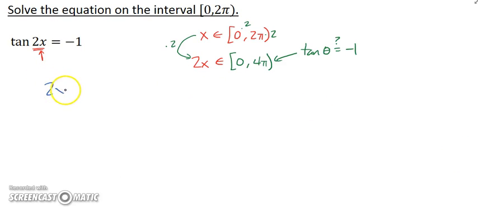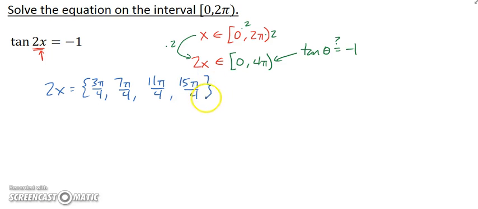So 2x would be 3 pi over 4, or it could be 7 pi over 4, or it could be, we had 11 pi over 4, or 15 pi over 4. But the thing is, I'm not done. I don't want to solve for 2x, I want to solve for x.